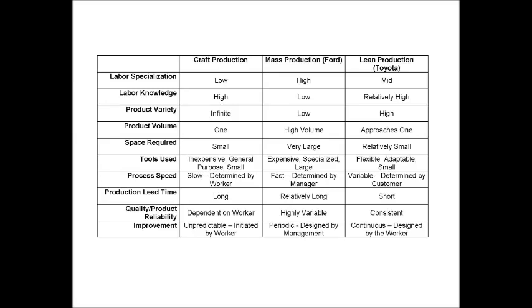Now, process speed in a lean production system, and this is uniquely different from craft production or mass production, is variable, and it is determined by the customer. And we're going to see this as we progress through the semester. In a lean production system, we are going to have ways of visualizing the customer, visualizing what it is that the customer needs and wants. And as the customer requests that work is done, then that's when the work is going to speed up. So depending on the speed or the demand rates that the customer wants, we can either ramp up or slow down our production speeds to meet that.